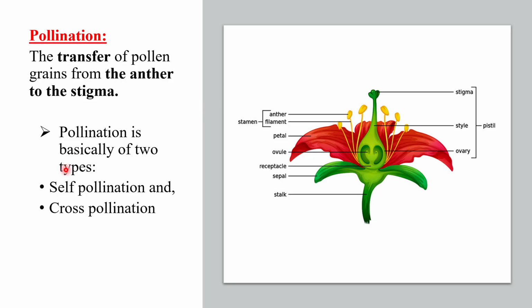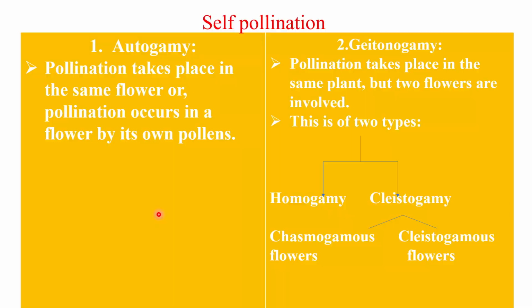And it is basically of two types, self-pollination and cross-pollination. In self-pollination, the process involves the transfer of pollen grains from anthers to the stigma of the same flower or of another flower borne by the same plant. And it is of two types, autogamy and geitonogamy.